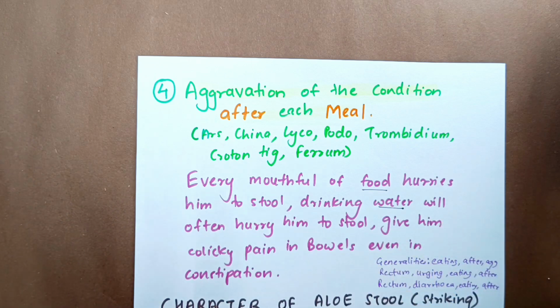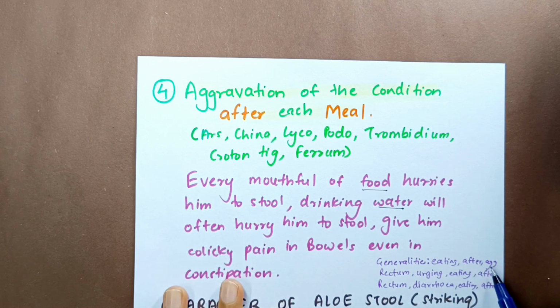Okay, so some rubrics that Dr. Kent mentions are generalities, eating after, aggravates. Generalities means the whole condition. Not only his rectum or abdomen related symptoms are getting aggravated, but in general the patient is getting aggravated after eating. Rectum, urging, eating after, so obviously they want to go to stool, that is what hurries him to stool. So rectum urging is there after eating, and rectum, diarrhea, eating after, which again means the same.